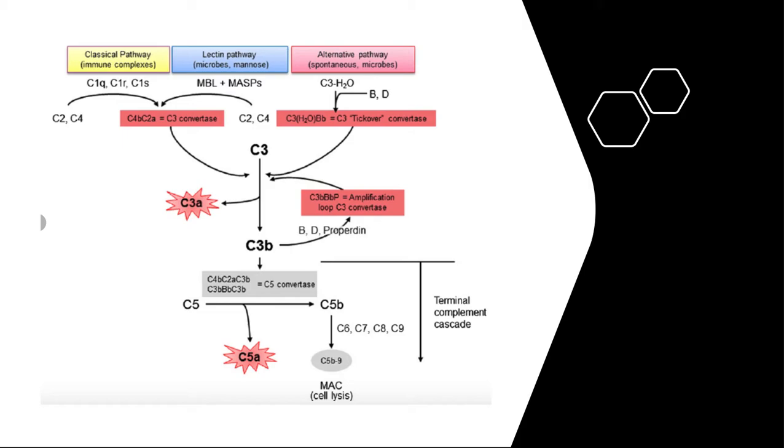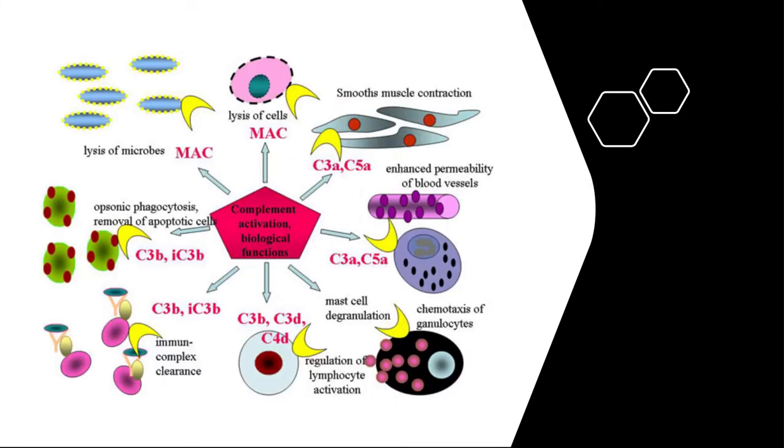The enzymatic activity of complement proteins provides such tremendous amplification that millions of molecules of C3b can deposit on the surface of a microbe within 2 or 3 minutes. The complement system has three main functions: inflammation, opsonization and phagocytosis, and cell lysis.